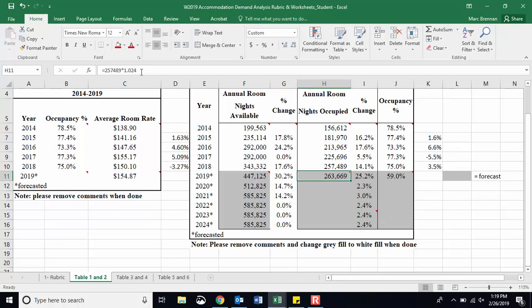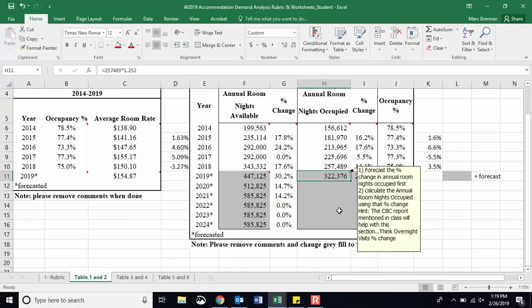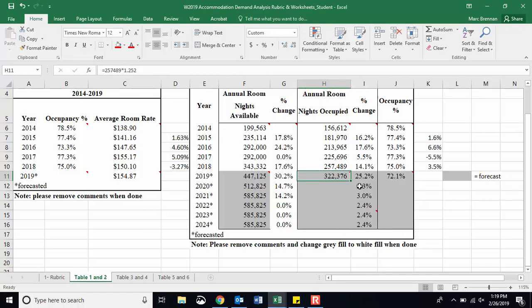So if I change this to 25.2, look what happens there. And then we say again, well, 14.7. So this we believe will be 9.7, and this will be 9.2%. And again, all I'm doing here, folks, is looking at historical trends. In 2015, there was a 17.8% increase in supply and a 16.2% increase in demand.